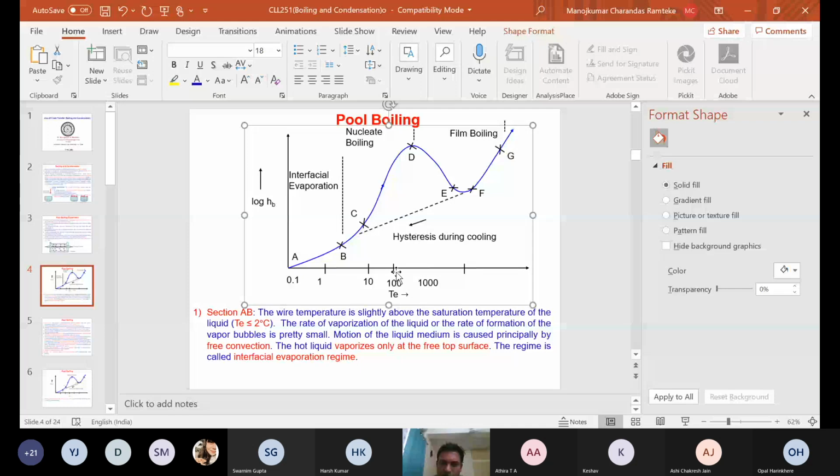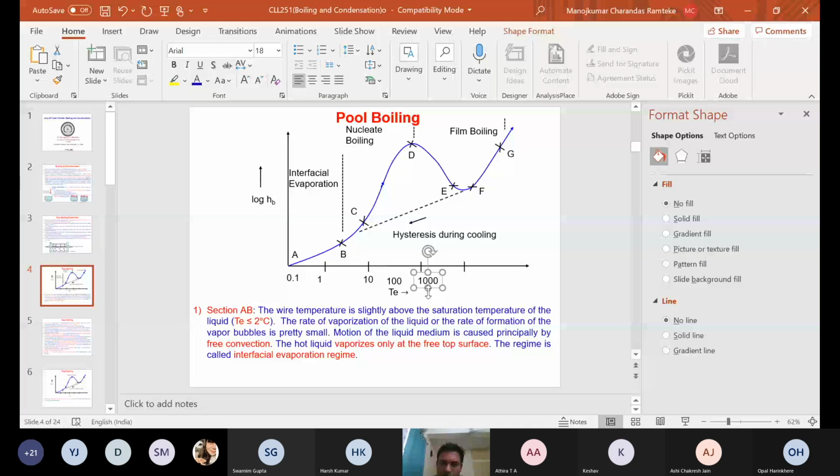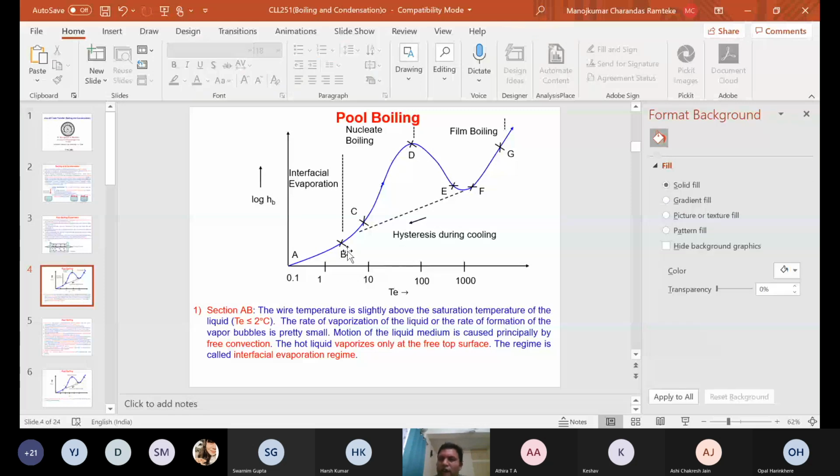Okay, so the typical values, if you look at the excess temperature, I am saying, the excess temperature between A and B is between 0 to 2. Between B and D, it is between 2 to 35, and above 35, film boiling takes place. Okay, so now you can clearly see it is around 35. This is in a log scale, so you can clearly see this point comes around the excess temperature ΔT equals 35. Okay, so that is why I have just moved this scale a little bit.